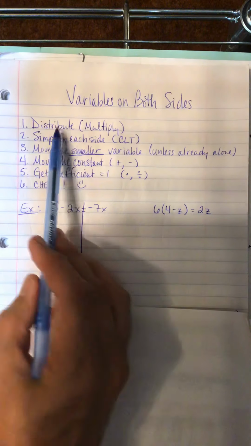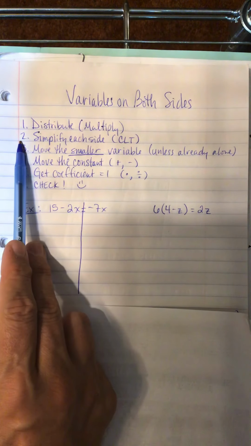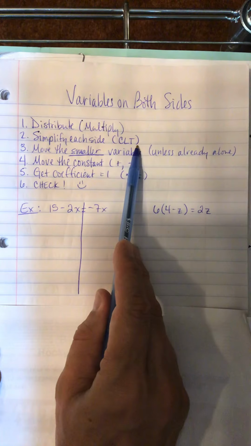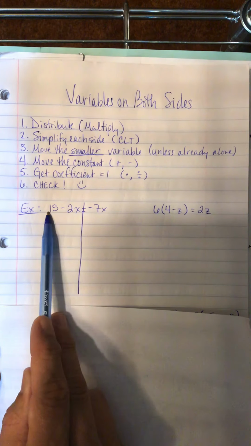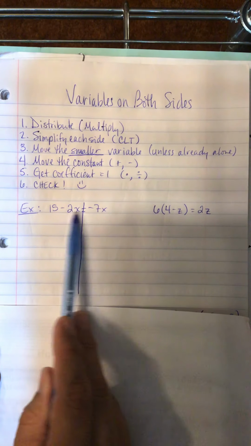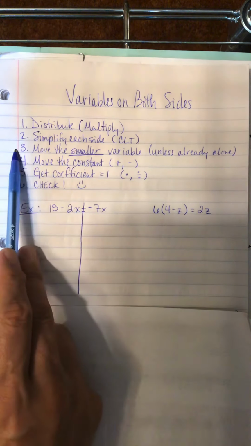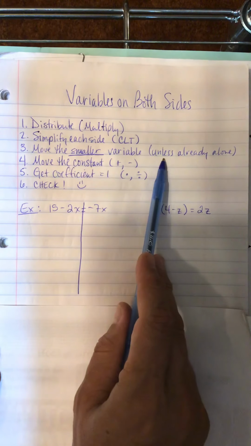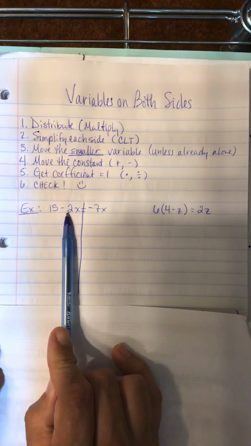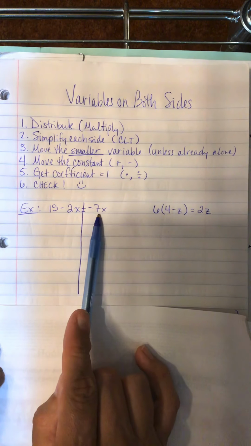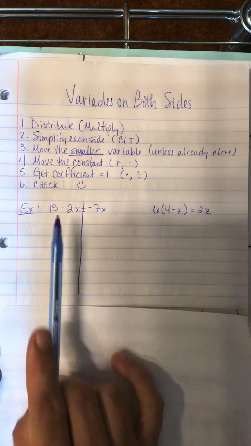So, first step, distribute. Well, we don't have any parentheses, so we're done there. Second step, simplify each side, combine like terms. The 15 and the negative 2x, those are not like terms. Variable, no variable. These are on different sides of the equation, so we don't combine them. Move the smaller variable, unless it's already alone. Well, negative 7 is smaller than negative 2, but it's already by itself on this side of the equation, so we don't want to move it. So let's go ahead and move the other one.